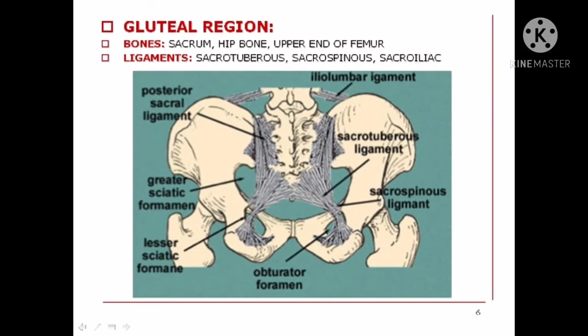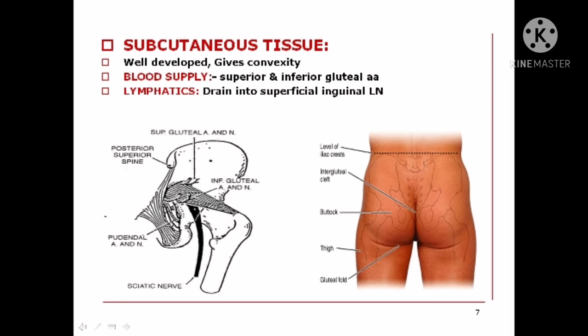The gluteal region. The bones of the gluteal region are the sacrum, the hip bone, and the upper end of the femur. The ligaments are the sacrotuberous, sacrospinous, and sacroiliac ligaments, as these are all shown in this particular diagram. The subcutaneous tissue of the gluteal region. You can very well see the extent of the gluteal region.